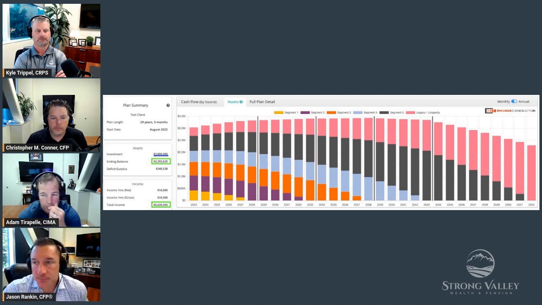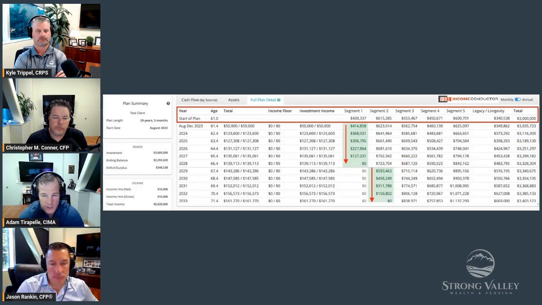So we can flip over to the other slide real quick, the detail slide. And it just gives you the numbers. Again, you don't have to look at all this. It's just the top part where it shows basically the amount that needs to go into each segment for this plan to work. So you can see in the first segment, $430,000. In the next segment, it's $615,000.